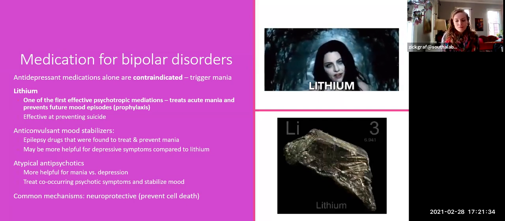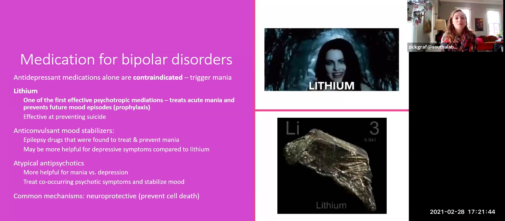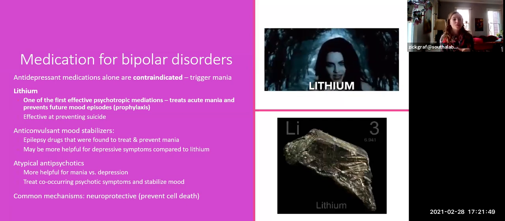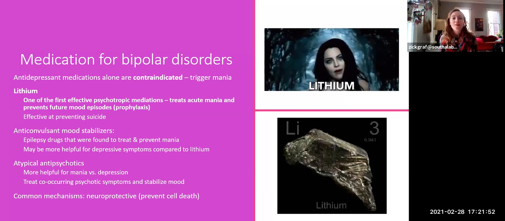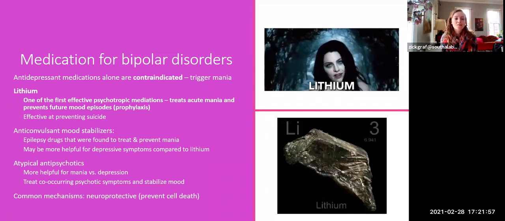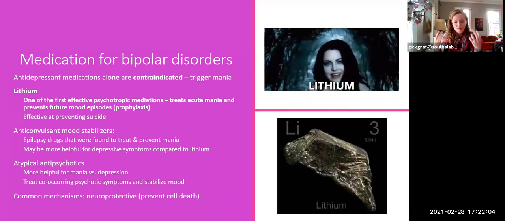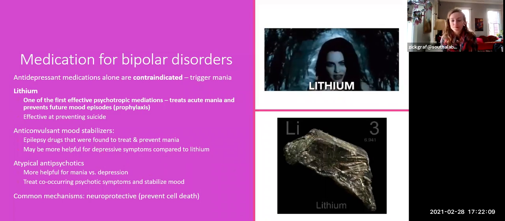As is the case with most psychotropic medications, we don't totally know why these drugs work, but one thing that they all have in common is that they're neuroprotective. So whereas SSRIs and drugs that increase the availability of monoamines increase neural plasticity, they promote cell growth, drugs that are protective against mania protect against cell death. So they prevent cells from being damaged by whatever altered neurochemical state is present in mania and bipolar disorder.